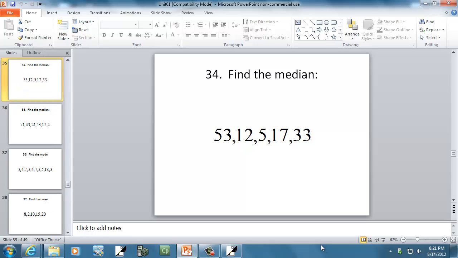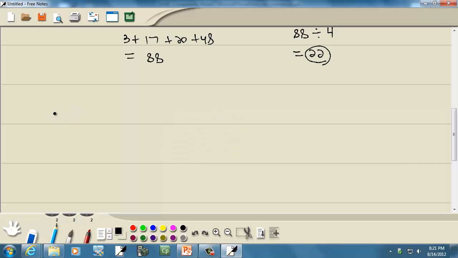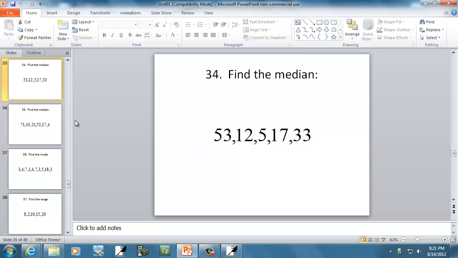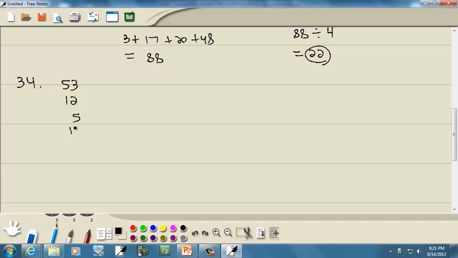Well, let's take a look at finding the median. So we got 53, and good thing I have commas there, which is what they should be. 5, 17, and 33. And first thing we'll do is arrange from smallest to largest.